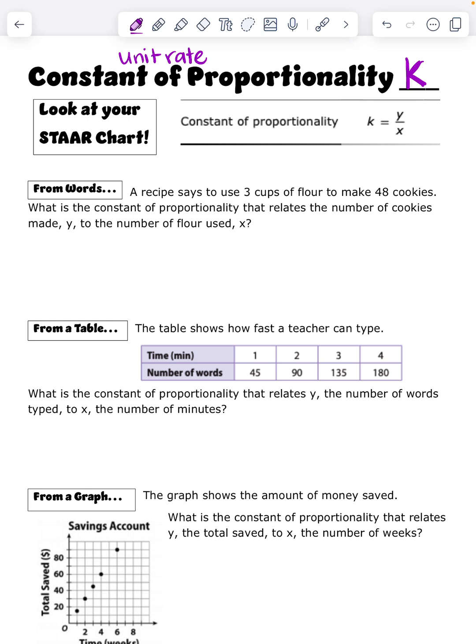All right, so constant of proportionality is going to be on your star chart. Okay, so if you go to star chart, it is going to tell you that the constant of proportionality is K equals Y divided by X. And so I'm going to put a little divided symbol there just to remind you that that fraction does mean divide. Y divided by X.